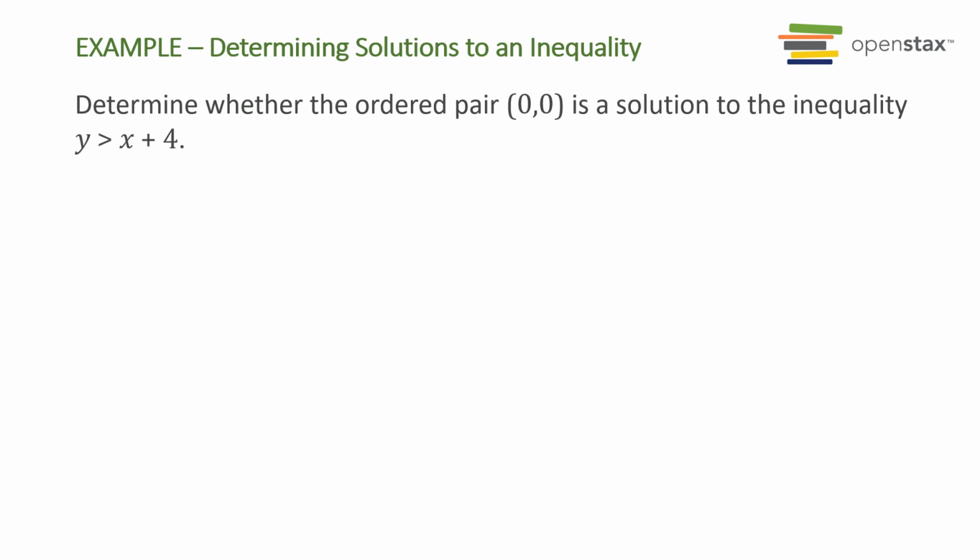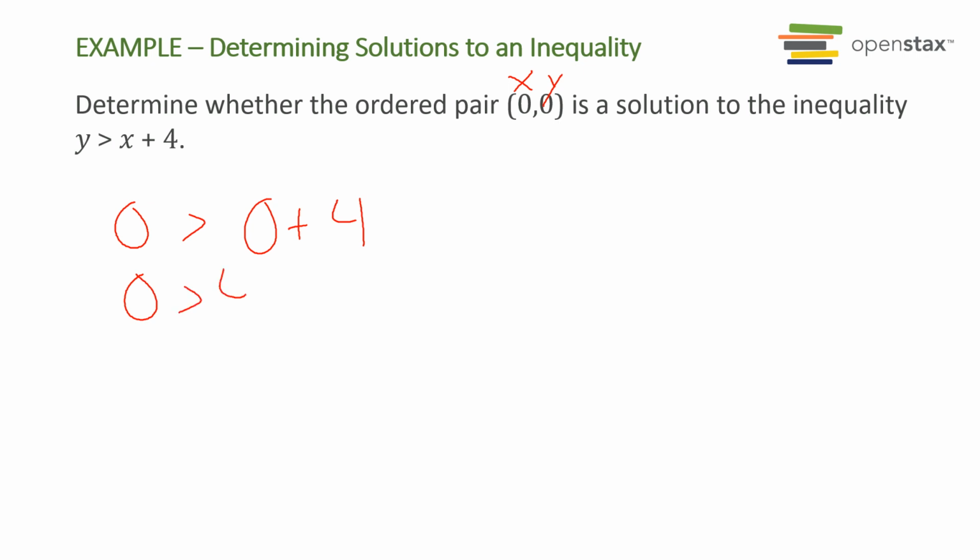It says determine whether the ordered pair (0, 0) is a solution to the inequality y is greater than x plus 4. To check a solution, we plug in our values for x and y and see if we make a true statement. So this would be 0 is greater than 0 plus 4. Just substituting our x and y values from the coordinate pair, seeing if this makes a true statement.